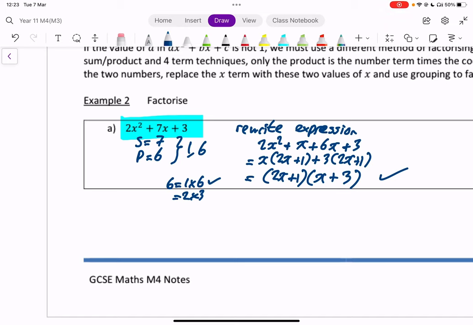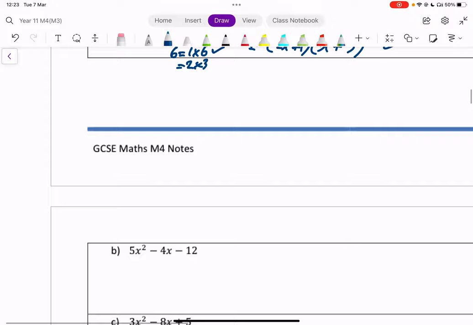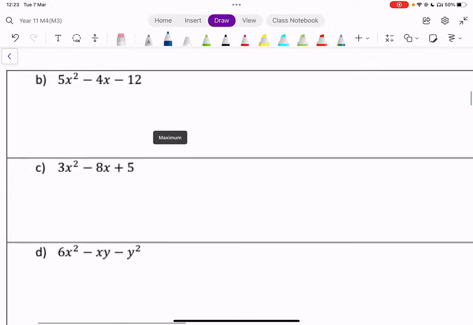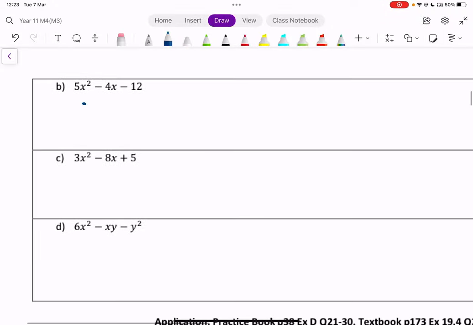Okay, we're going to do a couple more of these. Some of them can be fairly tricky. So in this one, we'll say that our sum is minus 4. The product then is 5 times minus 12, so be careful of minus. 5 times minus 12 is minus 60. Okay, I have no idea, so I'll come back to this in a second.